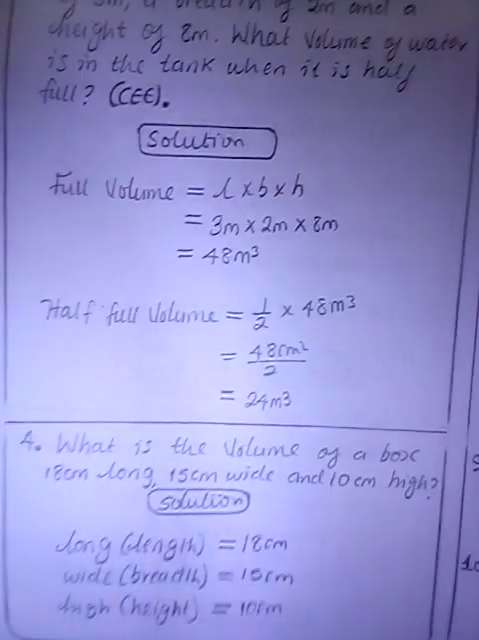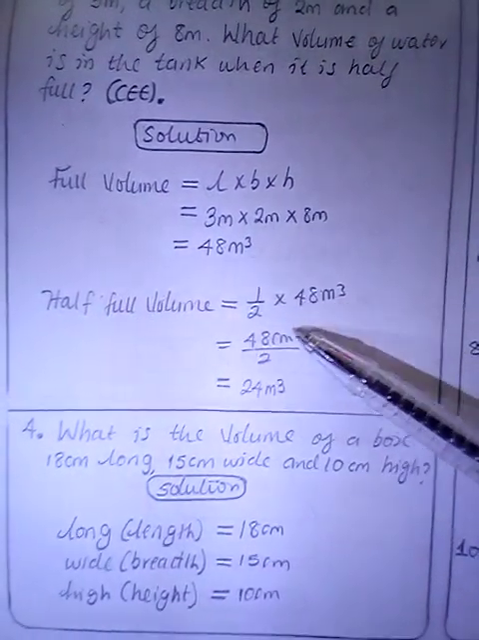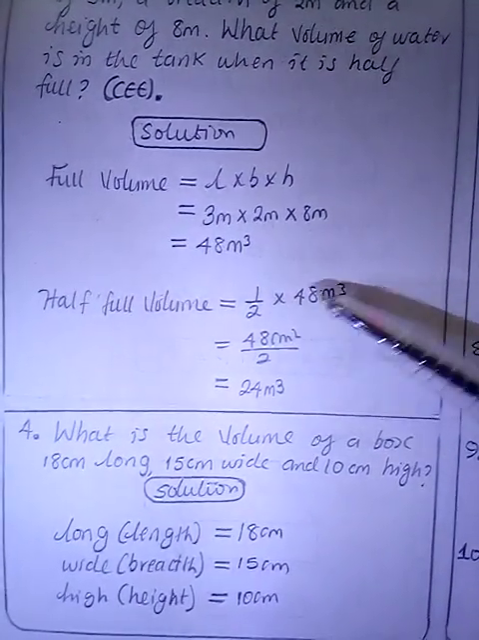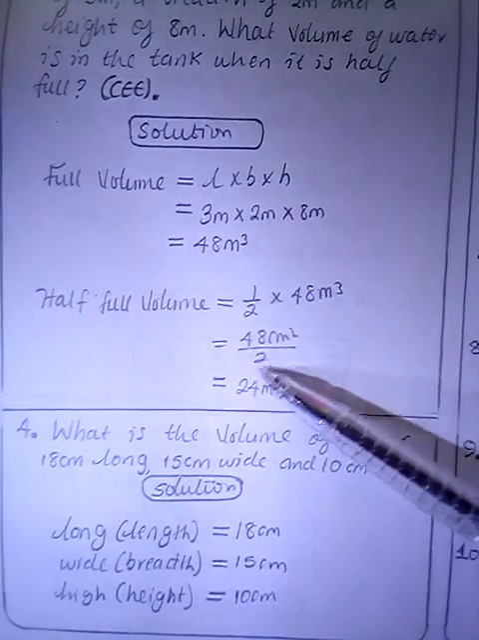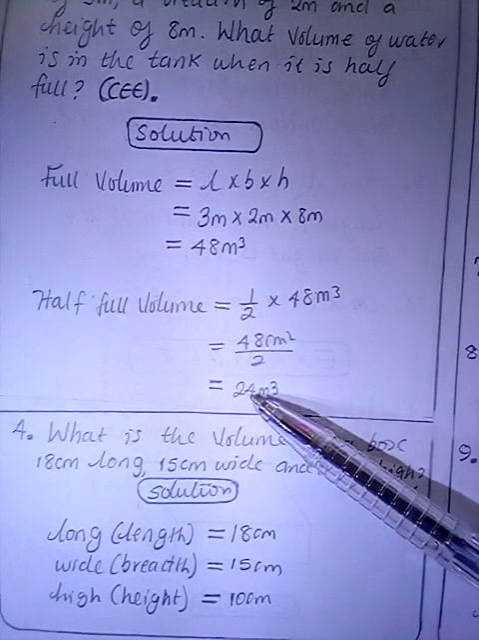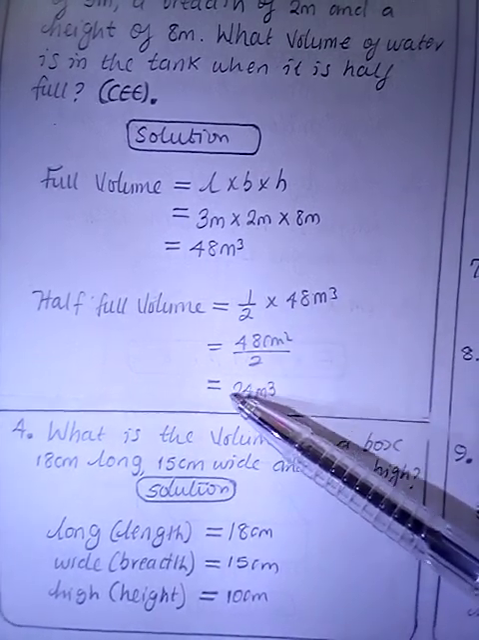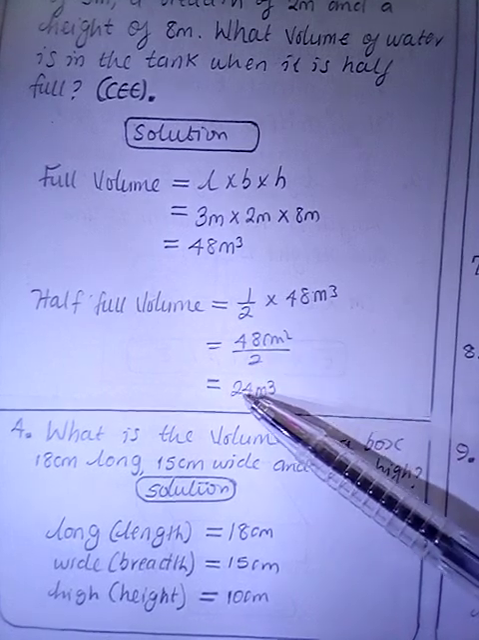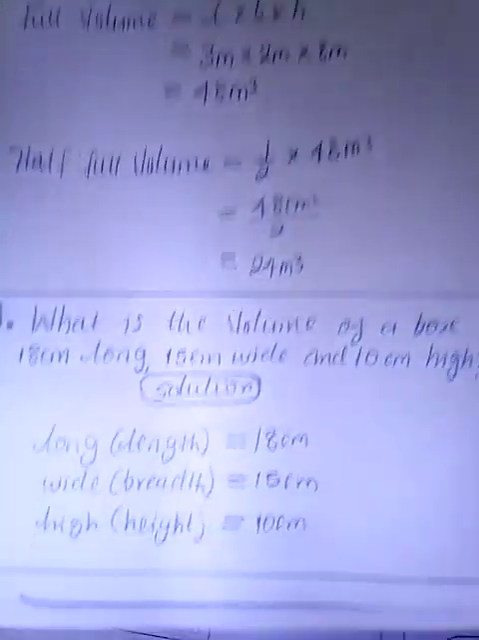Then what about the half volume? If this is the full volume, then half full volume is going to be half of 48. That is 48 meter cube divided by 2, which will give us 24 meter cube. That is the volume of the water in the tank when it is half full.